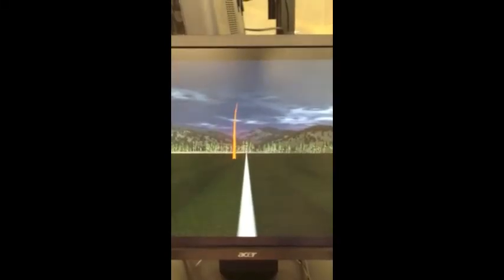This is a simulation of Kevin's driver swing, which he sliced a little bit to the right.